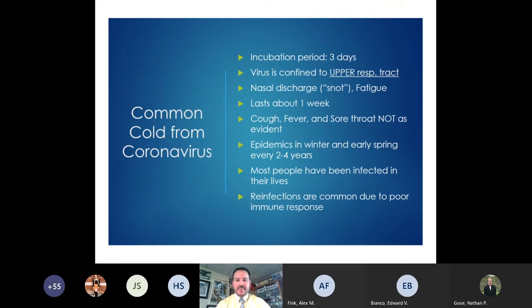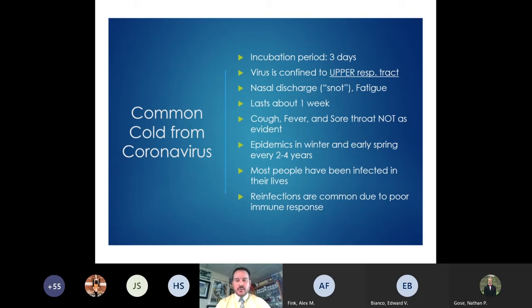Let's now move into basic symptoms of the coronaviruses that you have likely been infected with. So the incubation period is about 3 days. It's relatively short. And the thing here with these other 4 coronaviruses is largely the infection and the disease is upper respiratory tract. So for the most part, the symptoms that you get are sort of nasal discharge, that snot and fatigue. It's not lower respiratory like we're seeing with SARS. Lasts about a week. Again, cough, fever, sore throat aren't as evident with the common cold coronaviruses.